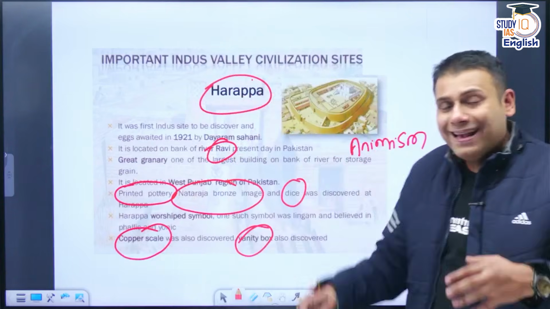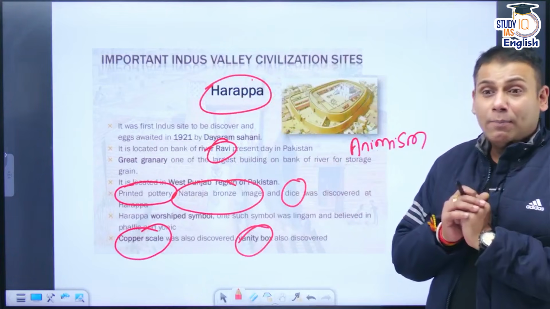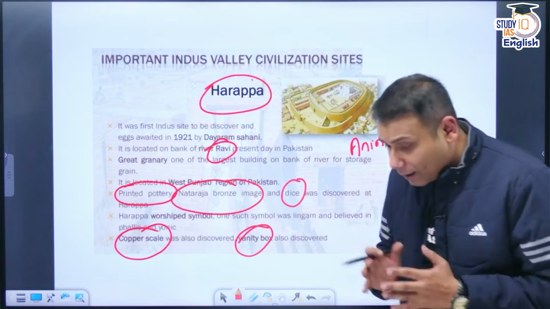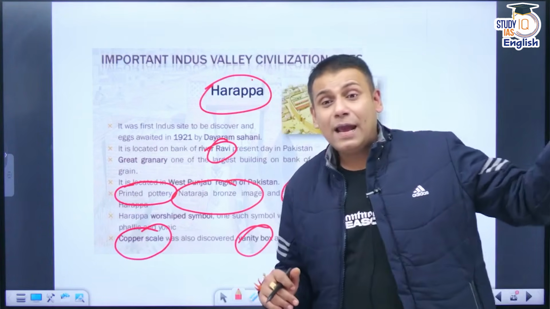Correct? So these are the important things that we need to remember about the Indus Valley, about the site of Harappa, which is located in present day Pakistan.